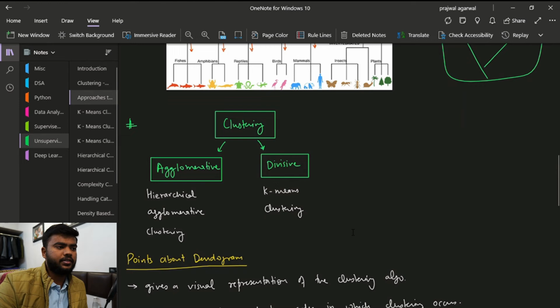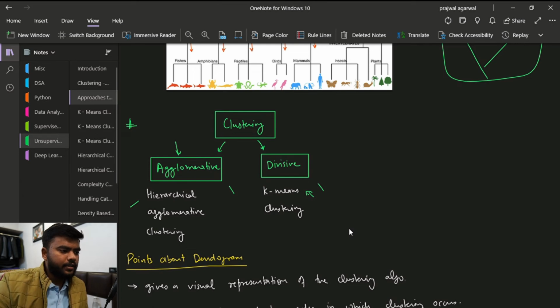So the summary of our above discussion is we have two types of clustering, agglomerative and divisive. In agglomerative clustering, the type of clustering that we have is hierarchical, which we are going to discuss, and for divisive we have k-means, which we are going to discuss in the next video.